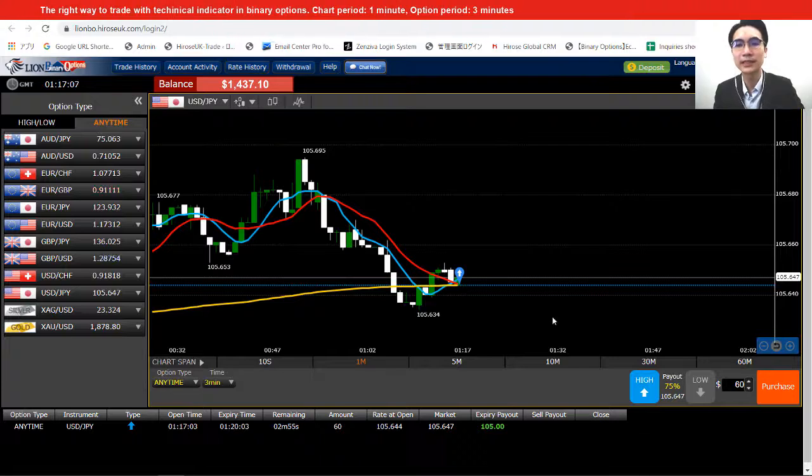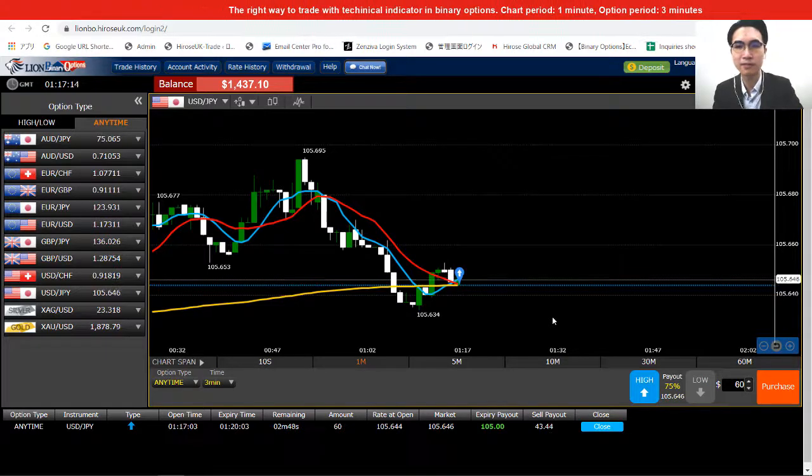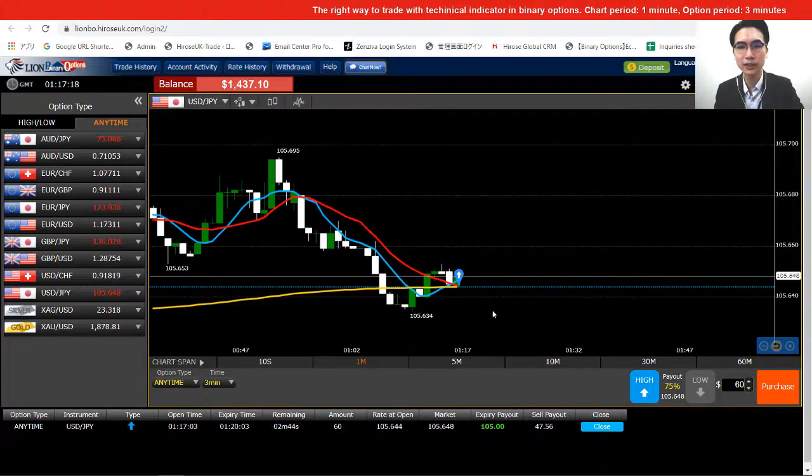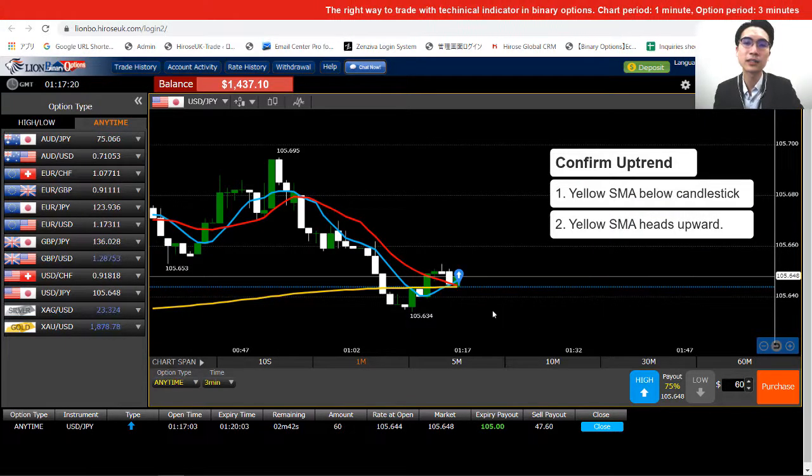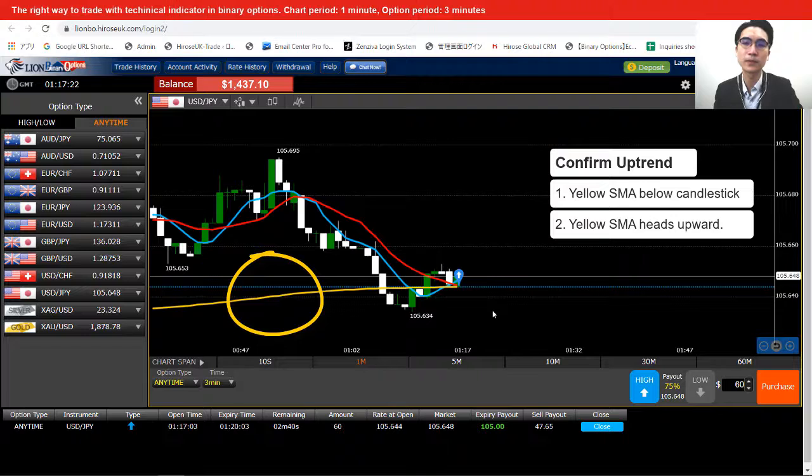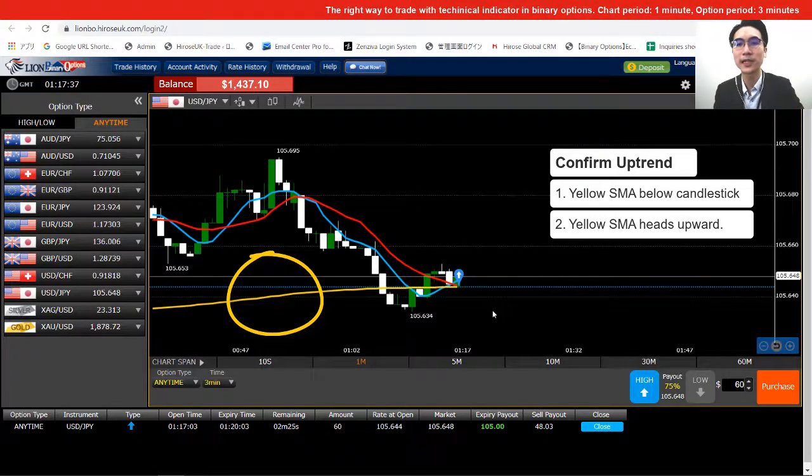So here I placed a high option. To place a high when using the simple moving average, first we confirm the trend direction. Here we see that the yellow simple moving average is below the candlestick and heading upwards. So the market is most likely in an uptrend. During an uptrend, we only look for timing to open a high position.